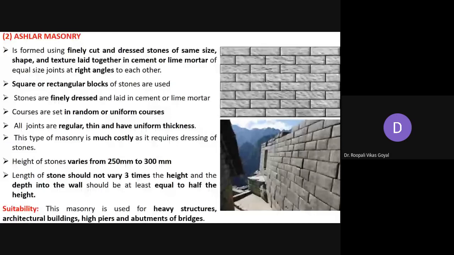Hello students, in part 2 of stone masonry, we have discussed rubble masonry. So in this part, we are going to discuss ashlar masonry, that is another kind of stone masonry, as well as different types of joints used in stone masonry.